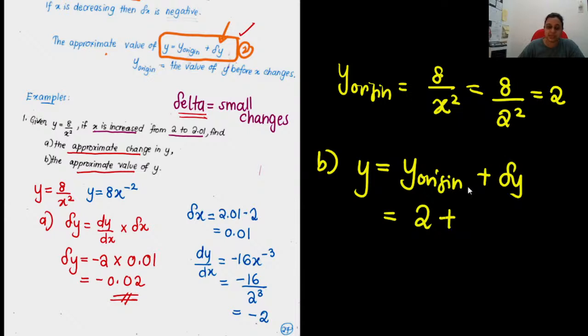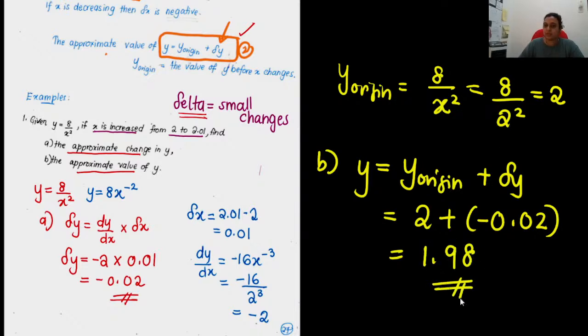2 plus delta y, which just now we got as negative 0.02. So 2 plus negative 0.02, I'm getting 1.98. Can you see? So when x is increasing by 0.01, the y becomes 1.98. So that's what it means. This is where small changes and approximations happen, using these formulas.